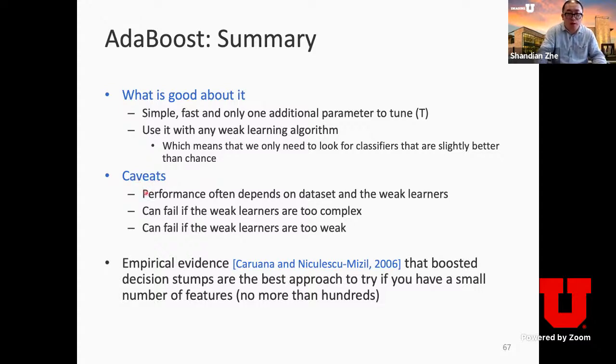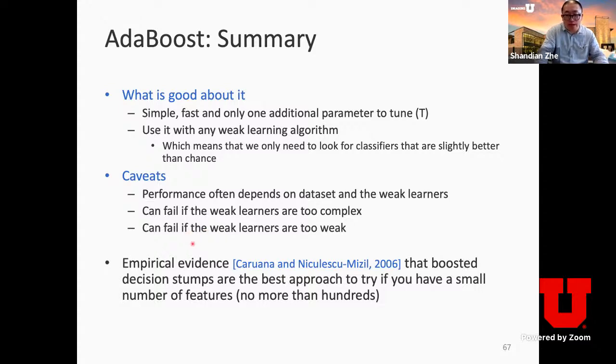First, AdaBoost's performance depends on the data set and also on the choice of the weak learners. Some weak learners can give you very good performance, but some do not give you promising performance. If your weak learners are too complex, AdaBoost can fail. If your weak learners are too weak, meaning very close to a random guess, it can fail as well. So the choice of weak learners may take some time as well.